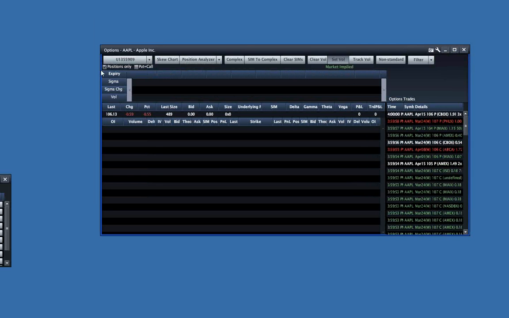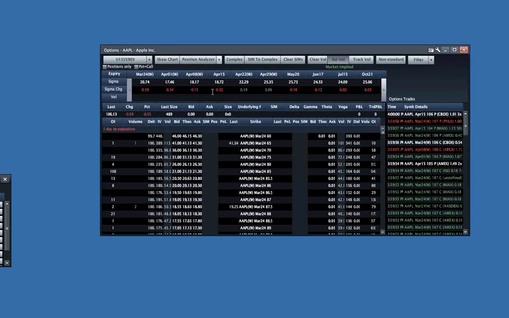Let me pull up Apple here. And yes, I'm aware that you're looking at a blank screen. You can actually see the way the term structure is. Here's March, April, all the weeklies. Here's regular April, and here's May. And they're totally different. Why is that? Earnings.